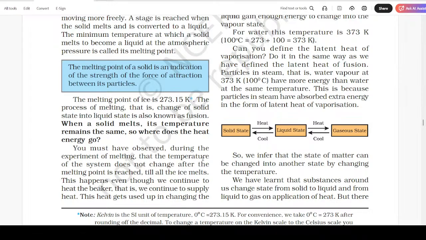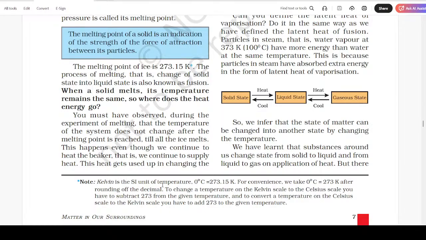So we infer that the state of matter can be changed into another state by changing the temperature. We can learn that the substances around us change state from solid to liquid and from liquid to gas on application of heat.